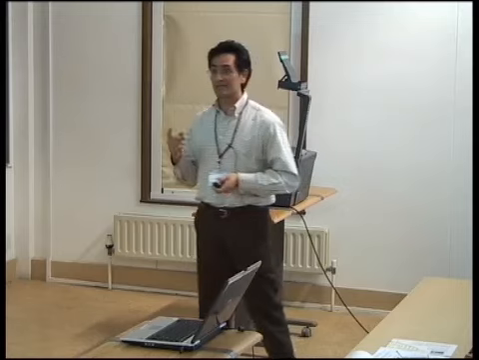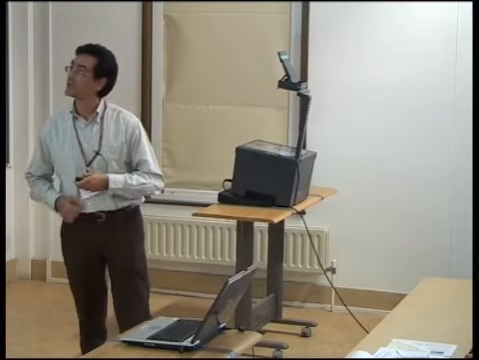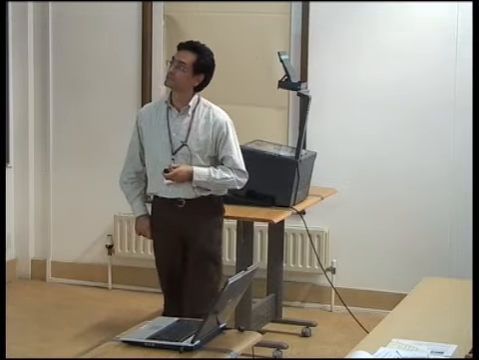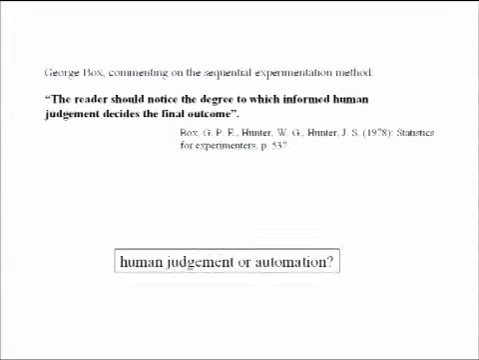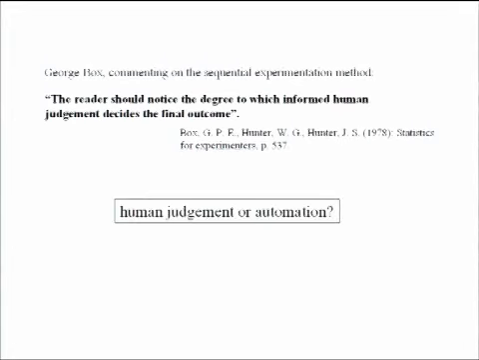And then there is the last thing which concerns me, and this is the comment on George Box in his book. He said the reader should notice the degree to which informed human judgment decided final outcome. So I know human judgment is important. I know that human judgment is in the procedure we have developed, but still there is this question. You have the answer? Shall we ask it?